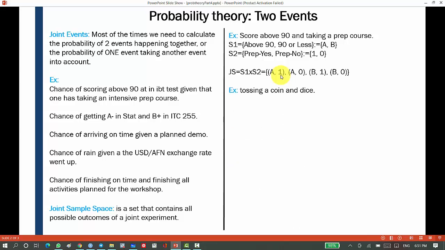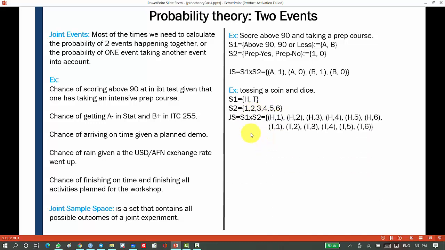As another example, consider tossing a coin and a dice together. You see that tossing a coin is one experiment. Tossing a dice is another experiment. When we consider both experiments together, we are dealing with a joint experiment. The sample space for tossing a coin, we know, is H and T, and for tossing a dice, we know it's 1, 2, 3, 4, 5, and 6. The joint sample space is S1 times S2, which is a Cartesian product: H1, H2, H3 up to H6, and T1, T2 up to T6.